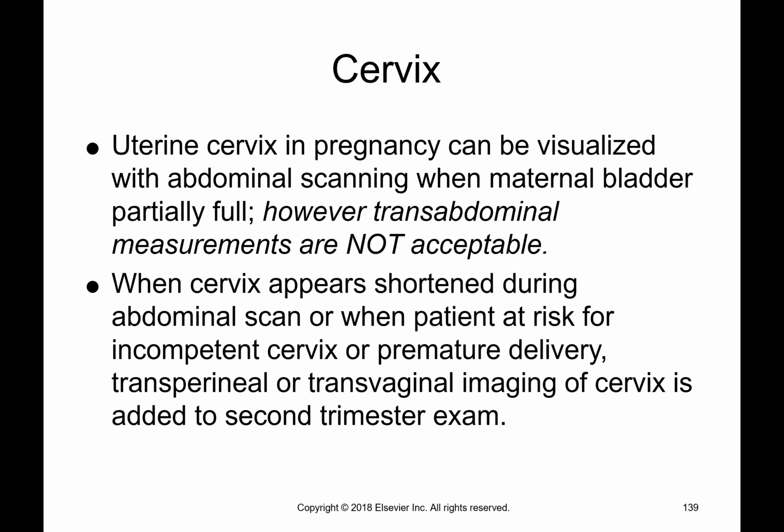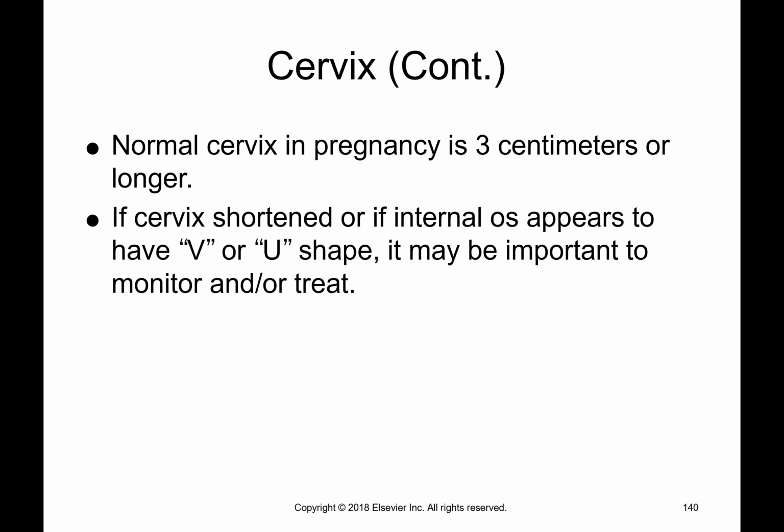The uterine cervix we also like to visualize. We just take an image of it, but I don't ever measure the cervix transabdominally. If for some reason we need to measure the cervix, I'll do a transvaginal ultrasound. When the cervix appears shortened during the abdominal scan, or when the patient is at risk for incompetent cervix or premature delivery, transvaginal or transperineal imaging of the cervix is added. So we'll do a transvaginal ultrasound to look strictly at the cervix. Most normal cervixes are about 3 centimeters. If a cervix is shortened or if the internal os appears V- or U-shaped, it is important to be monitored and treated.